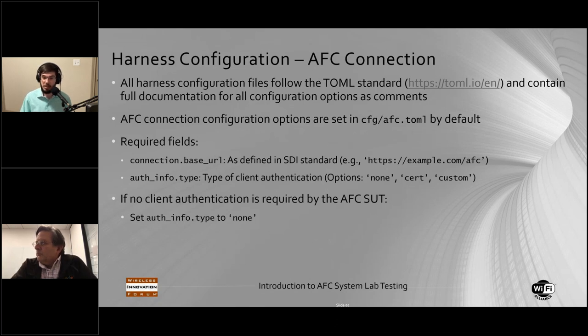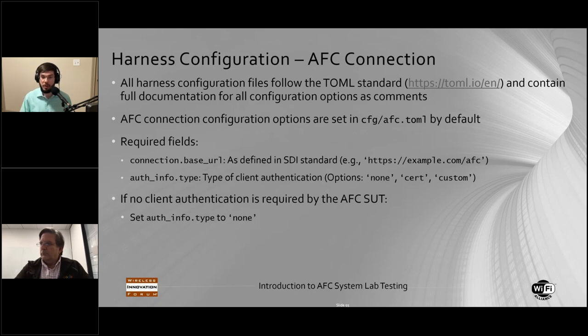Starting with the AFC connection configuration, the default file is in the config folder as afc.toml by default. This file has two required fields that you absolutely have to have for the harness to work, and that's the AFC system's base URL. This follows the syntax from the SDI, so you need the HTTPS prefix. You don't need the slash available spectrum inquiry method URL. There's an option for changing that if somebody has something non-standard, but by default, it will use it.